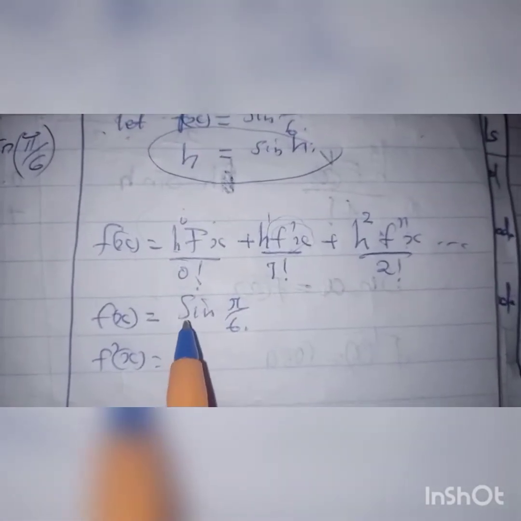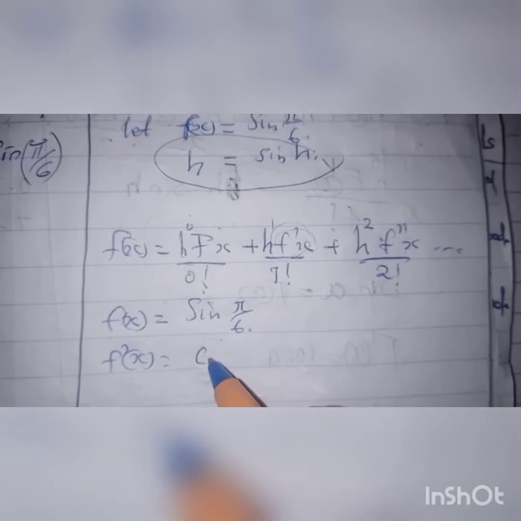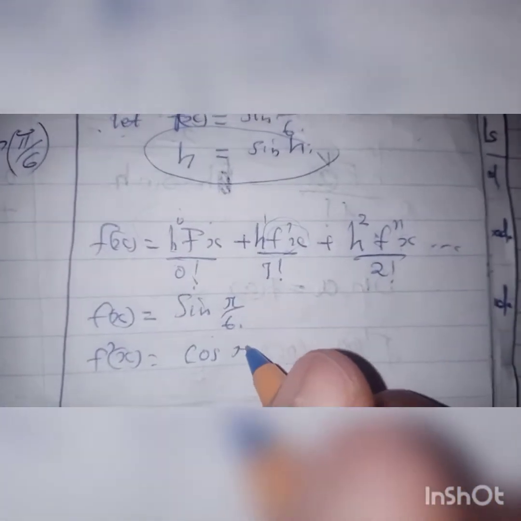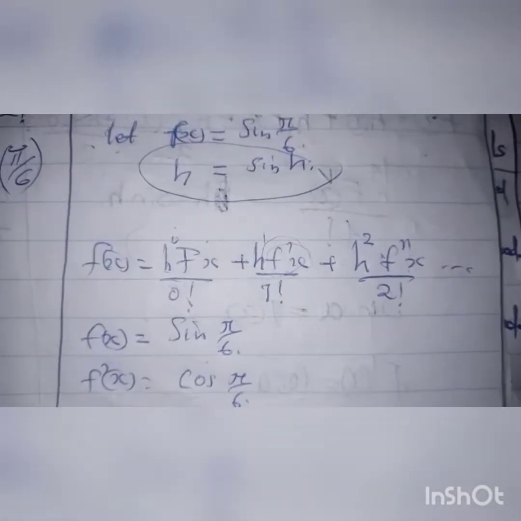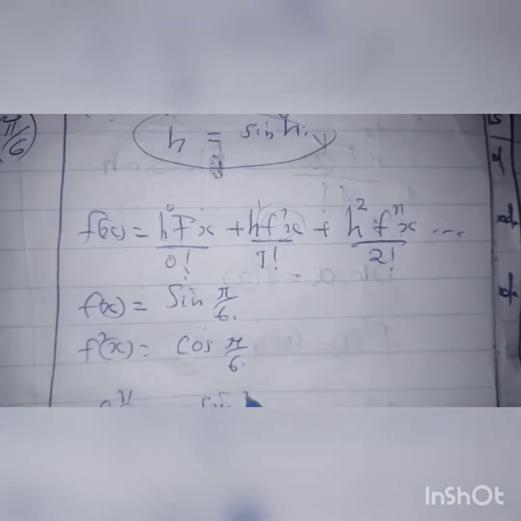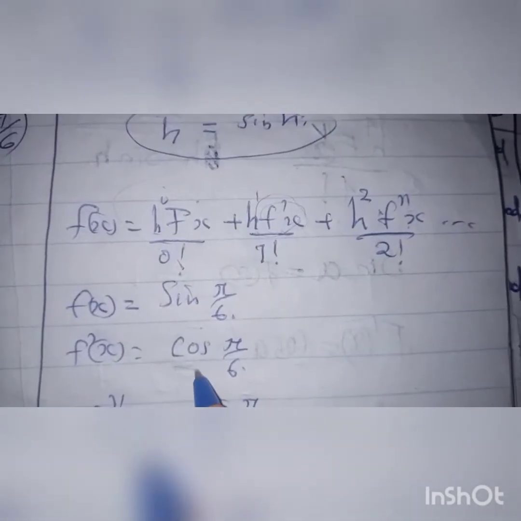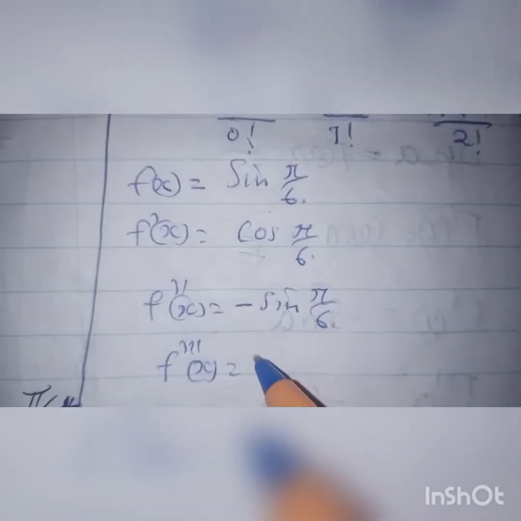When you differentiate sine, it just gives you cos of that angle. When you differentiate cos, the second derivative will be minus sine of that angle. The third derivative: when you differentiate minus sine, the sign remains negative but it turns to cos of pi over 6, so minus cos pi over 6. So we have up to the third derivative. Let's apply it in our question.